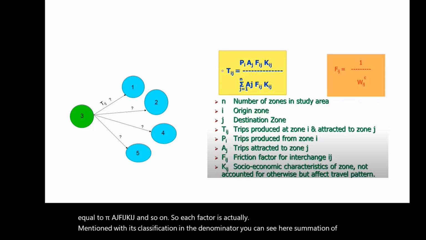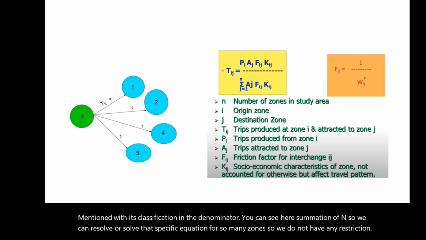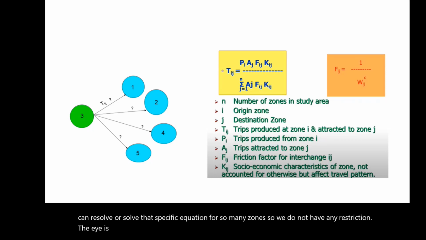So we can solve that specific equation for so many zones. Okay, so we don't have any restriction. Sometimes we call it I or J, but we can also give it numbers as well, such as 3 to 1, 3 to 2, 3 to 4, and so on. Okay.